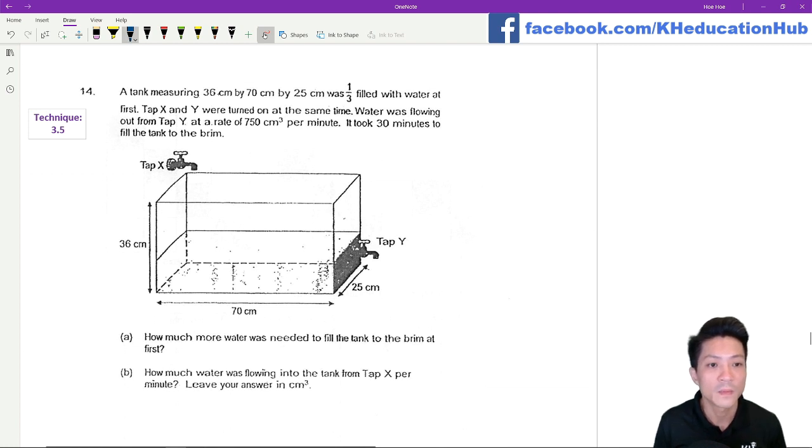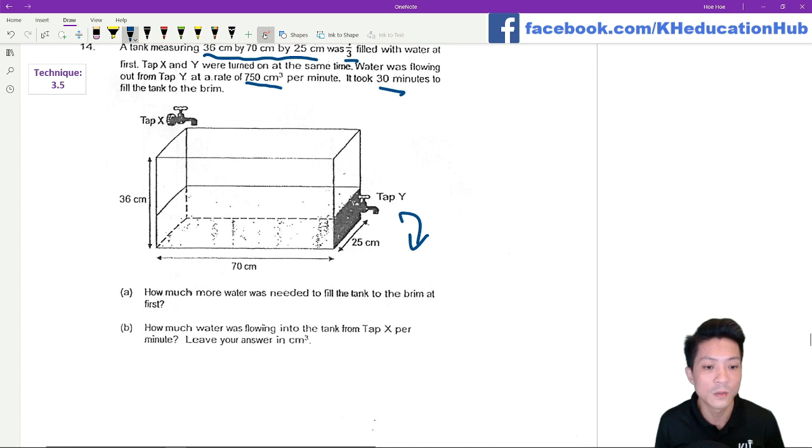Question 14. A tank measuring 36 cm by 70 cm by 25 cm was filled with water at first. Tap X and Y were turned on at the same time. Water was flowing out from tap Y at the rate of 750 cm cubed per minute. It took 30 minutes to fill the tank to the brim. Part A is asking you how much more water was needed to fill the tank to the brim at first.